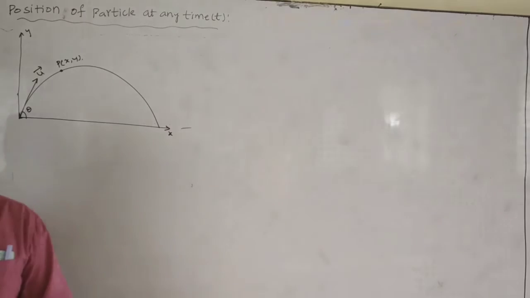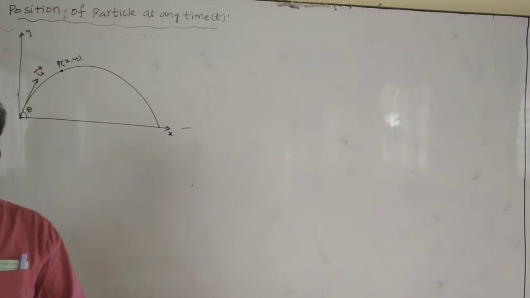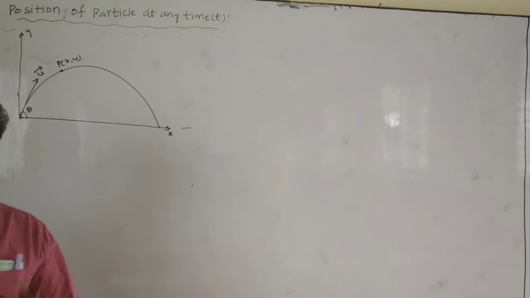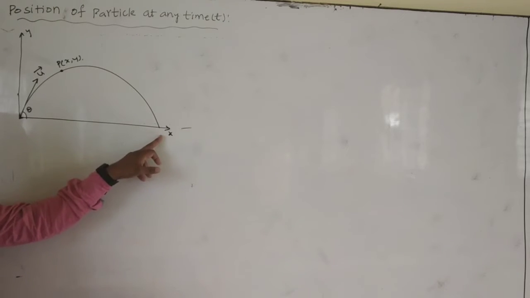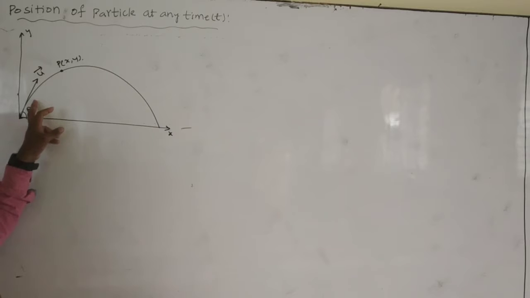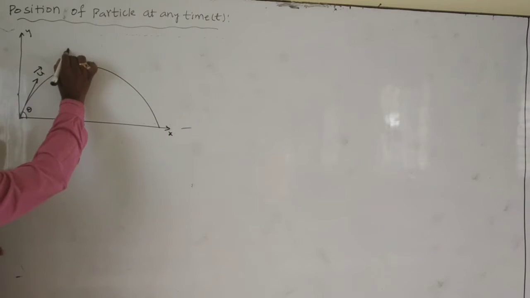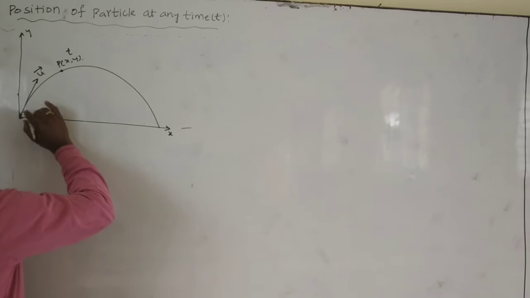Good morning students. Today we are going to discuss the position vector of the particle at any time, at any instant. Consider a particle is projected at an angle theta with horizontal with initial velocity u. If the particle reaches point P after time t, we are going to find its position vector.